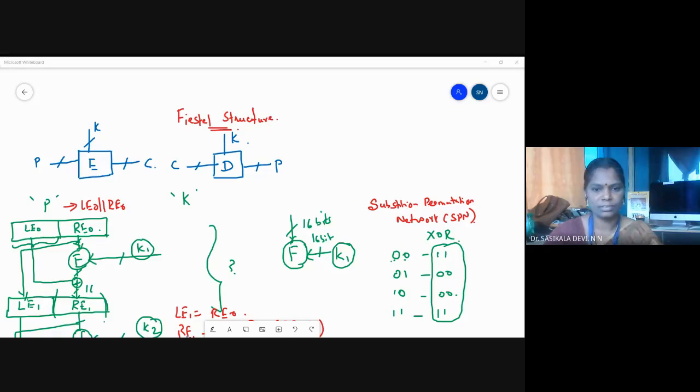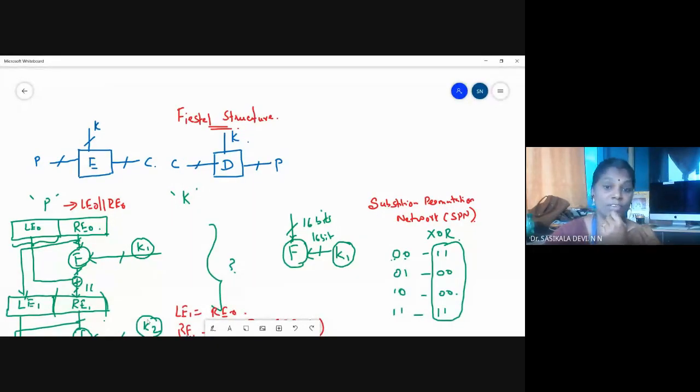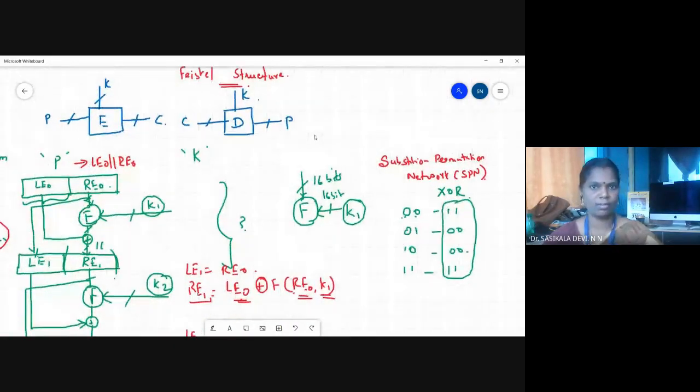Modern cipher, the basic design aspect is the Feistel structure. So the Feistel structure is a design aspect for all symmetric ciphers, including AES, DES, Blowfish, Lucifer cipher.